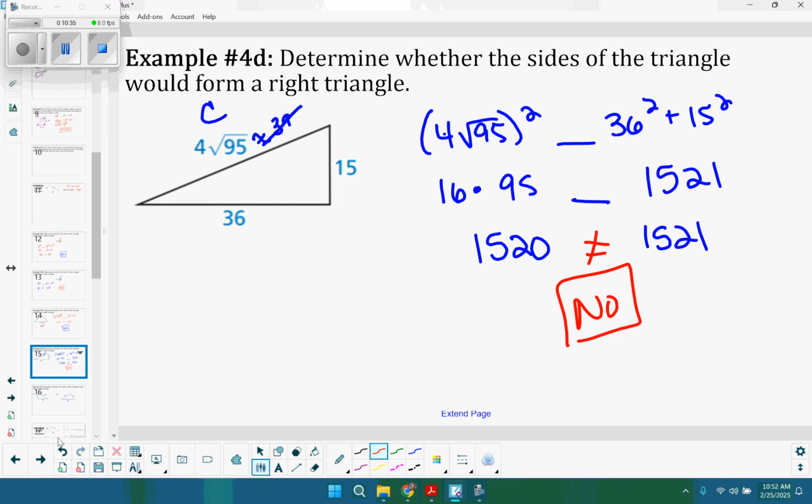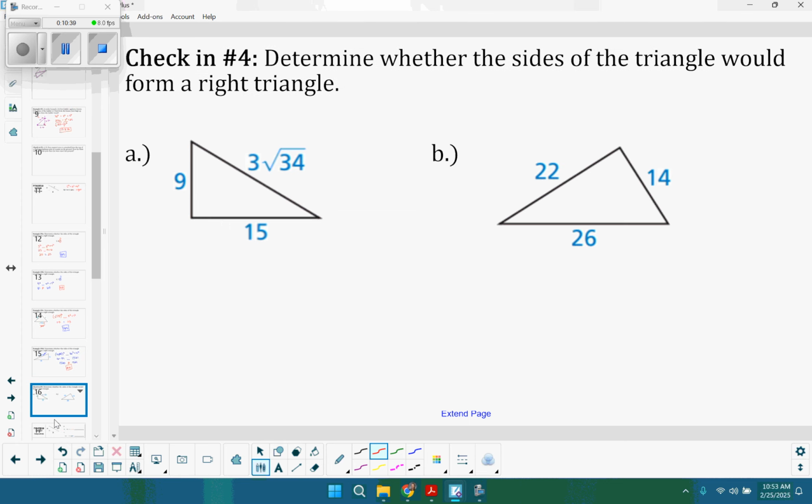For these problems that we said were not right triangles, we will be able to tell if they're acute or obtuse, and that'll come up next. All right, first there's a check-in here for you to try. You could pause, answers posted on Google Classroom.